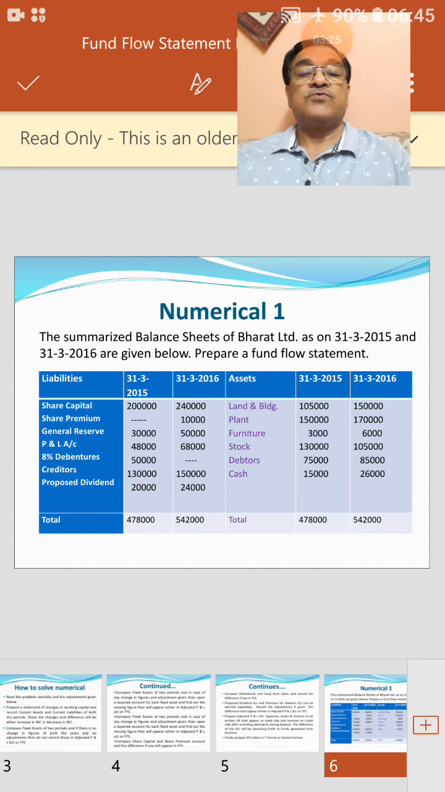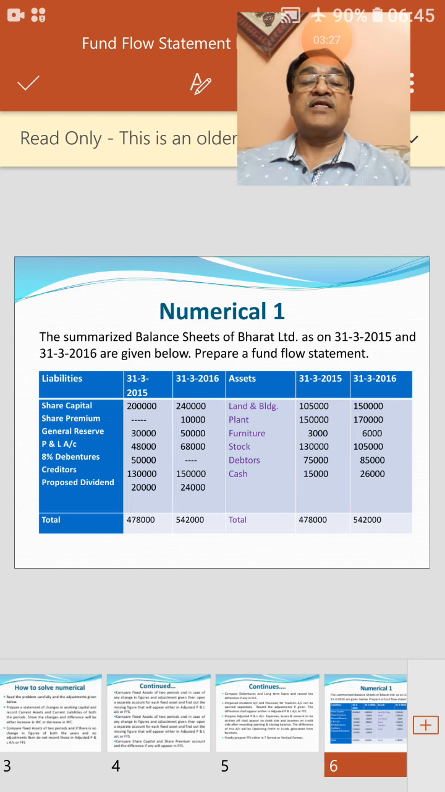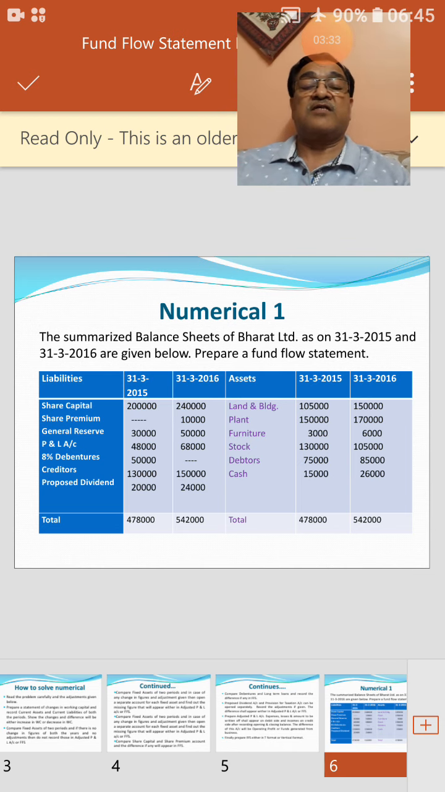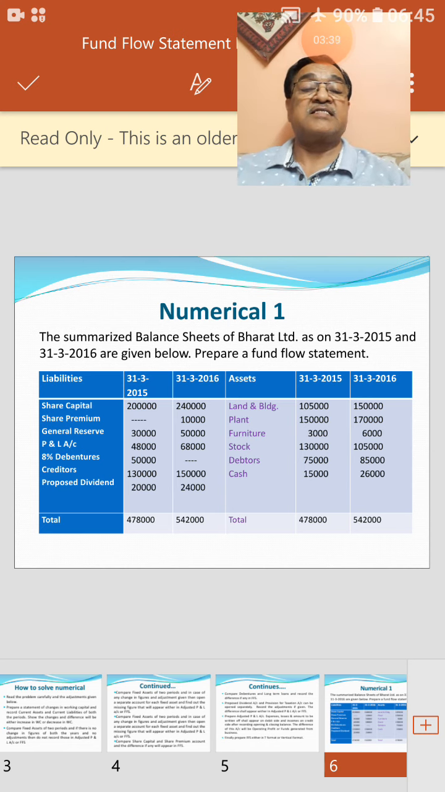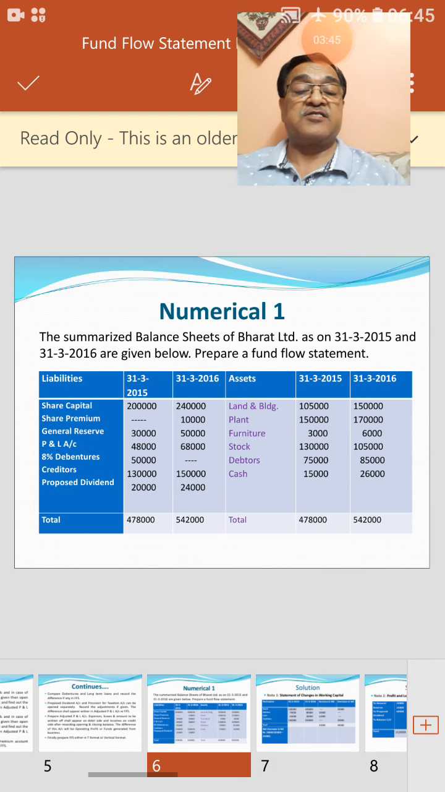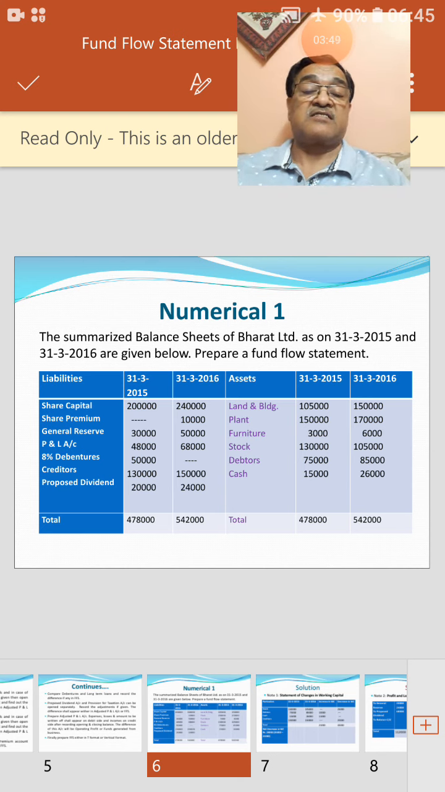Now let us move to numericals. This is numerical number 1, the balance sheets of 2 years, 31st March 2015 and 31st March 2016, are given. On the left hand side various liabilities are given, on the right hand side various assets are given, and this is a very basic simple problem without any adjustments. Now remember the steps as we discussed earlier.